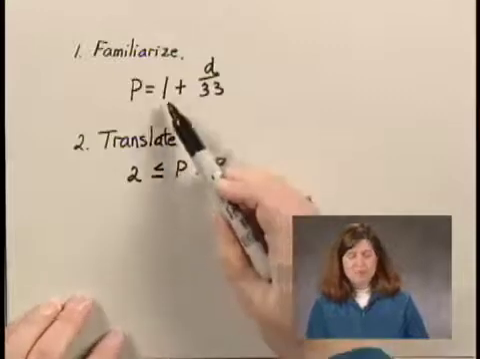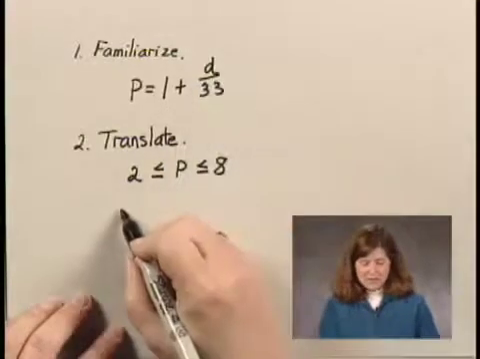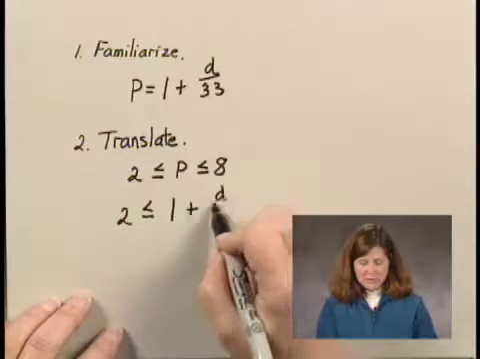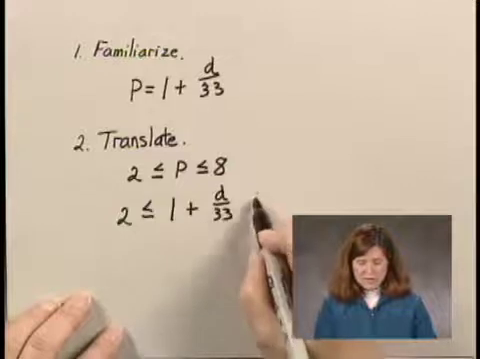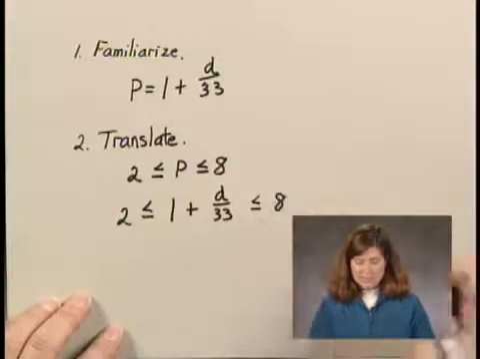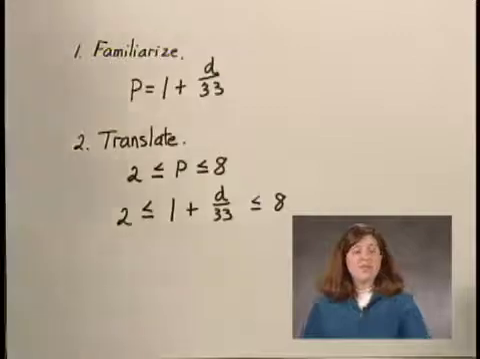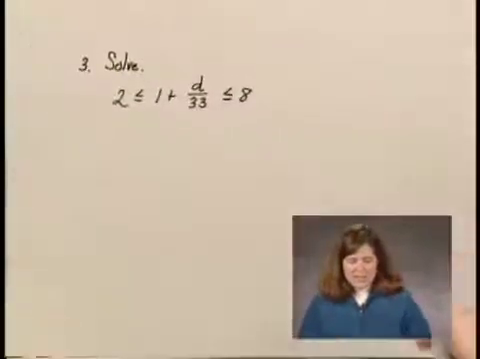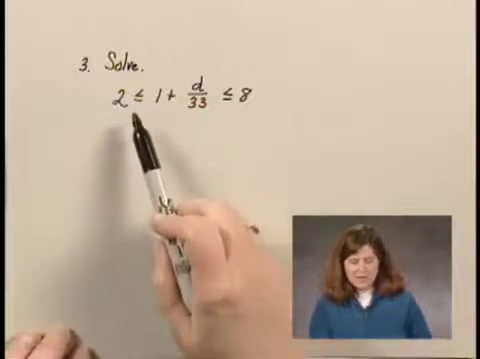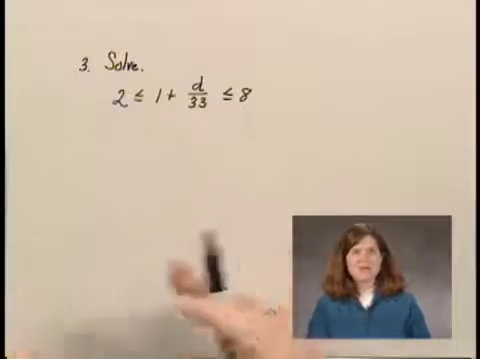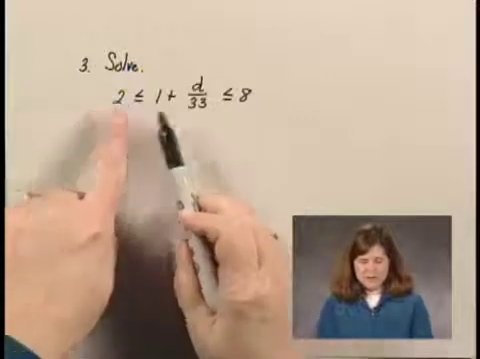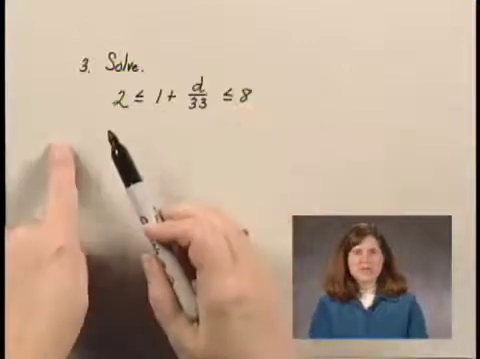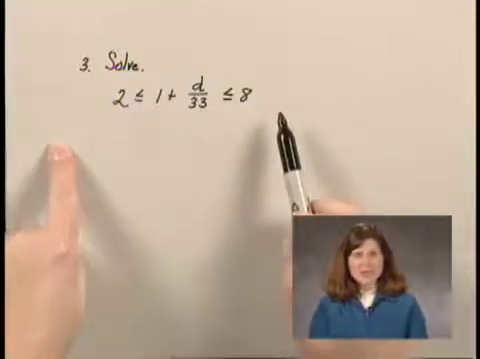But since P equals 1 plus D over 33, we can write this as 2 is less than or equal to 1 plus D over 33 is less than or equal to 8. And we have an inequality that we can solve. To solve an inequality like this, we can think of the inequality as having 3 sides, so to speak. We have this part, and this part. And we can do the same thing to all 3 sections, and it will stay equivalent.